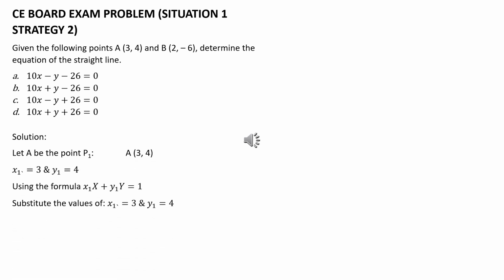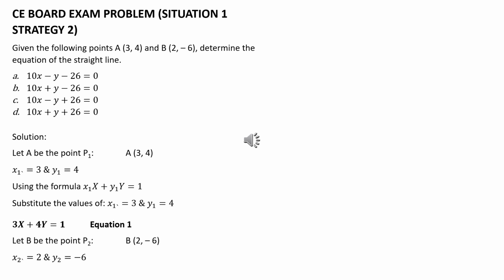To start with our solution, let A be the point P1, wherein x sub 1 is 3 and y sub 1 is equal to 4. Using the formula x sub 1 capital X plus y sub 1 capital Y is equal to 1, substitute the values of x sub 1 is equal to 3 and y sub 1 is equal to 4. After the substitution, we have created an equation and we call it equation 1. We have 3x plus 4y is equal to 1.